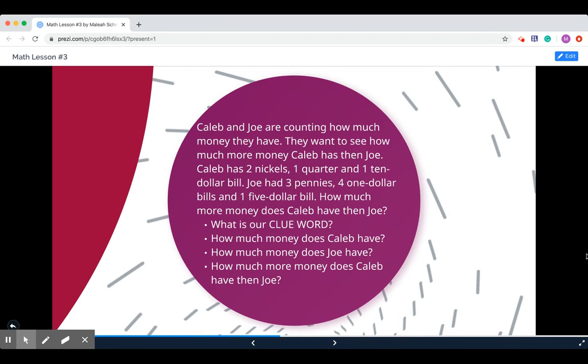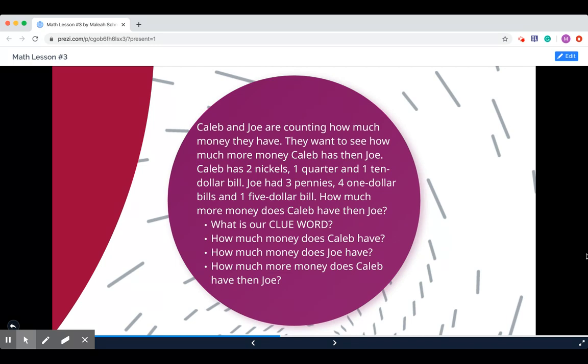So first we gotta find that clue word so we know what we're gonna do. Take a minute and look. Oh, I found it. How much more is a clue word, but is it an addition clue word or a subtraction clue word? Oh, it's a subtraction clue word. So now let's find out how much money Caleb has.